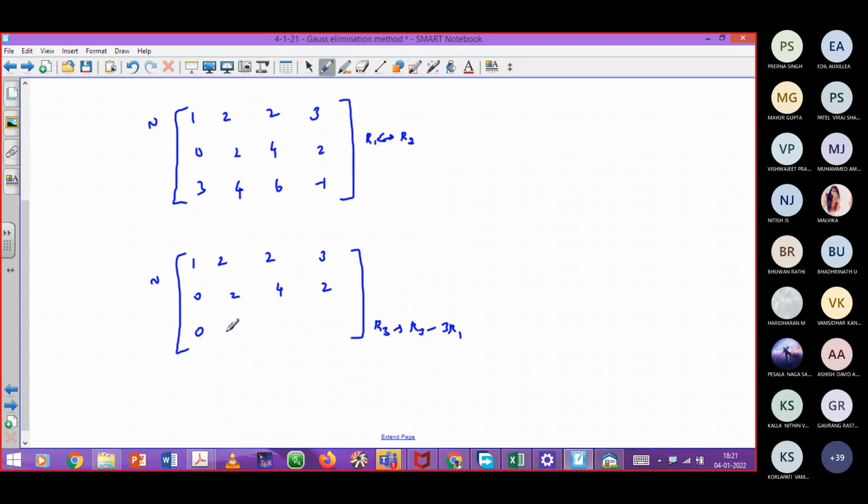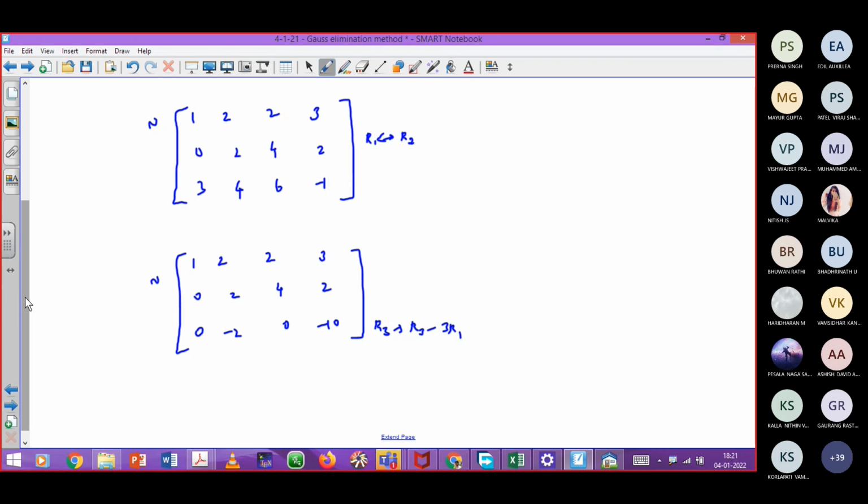Then 3 minus 3, 0. 4 minus 6, that is minus 2. Next, 6 minus 6, 0. Minus 1, minus 3, minus 9. I think minus 10. Please correct me if I am writing any wrong entries on this.